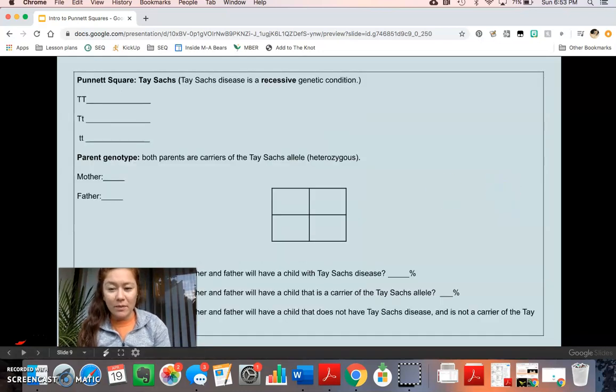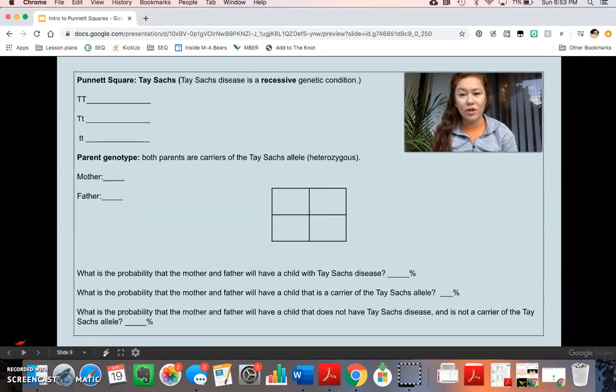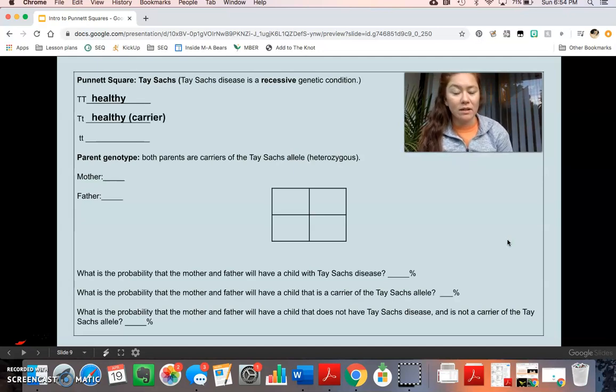So, continuing this Tay-Sachs example, remember it's a recessive genetic condition. Two dominant alleles, two capital T's, would be a healthy person, nothing to worry about. A person who is heterozygous would also be healthy. However, they are a carrier, and if that carrier has a child with another carrier, it's possible they have a child with Tay-Sachs, or those two recessive alleles.